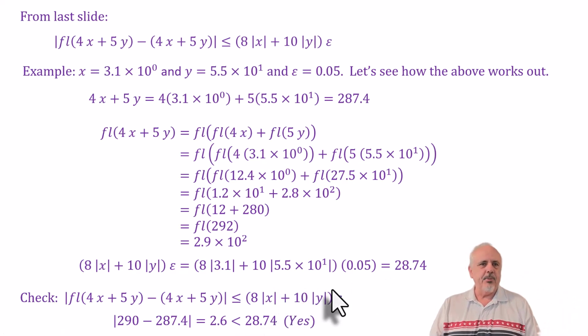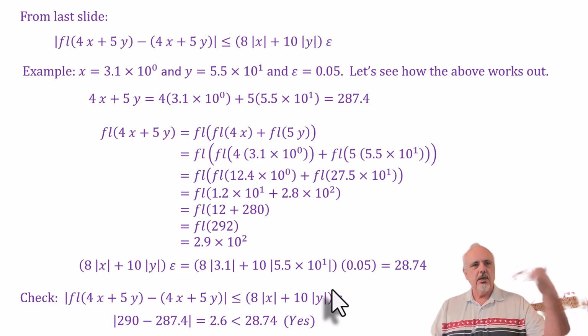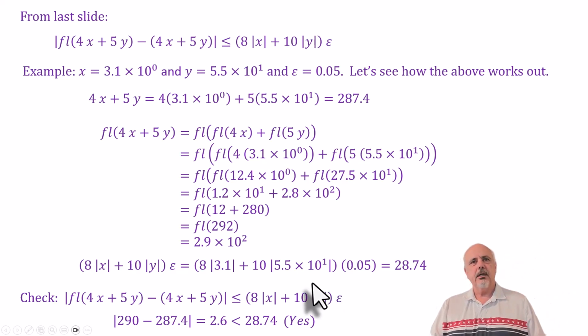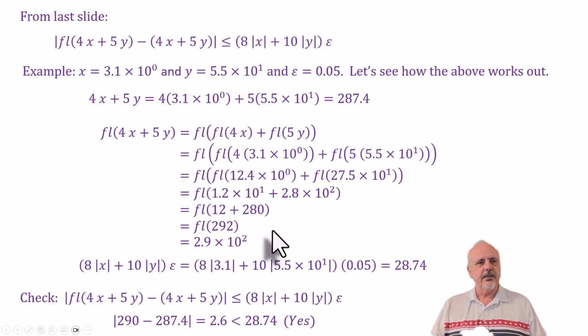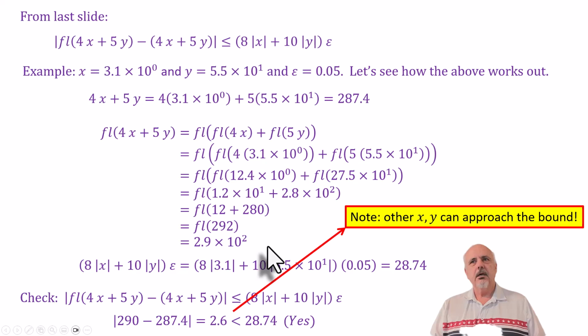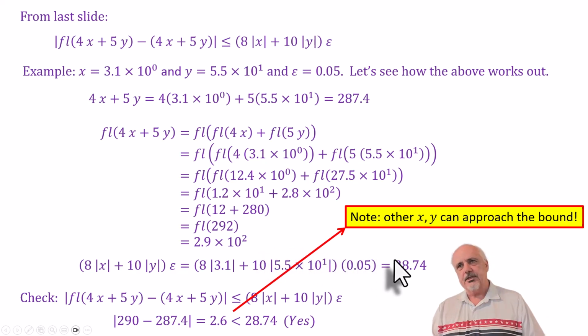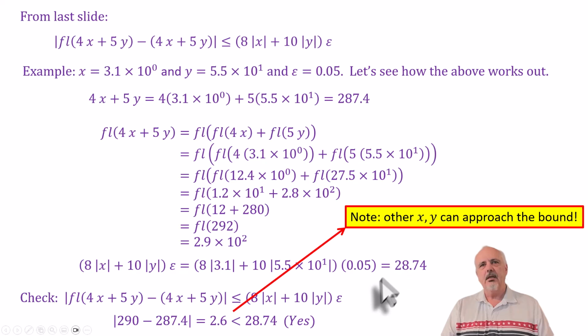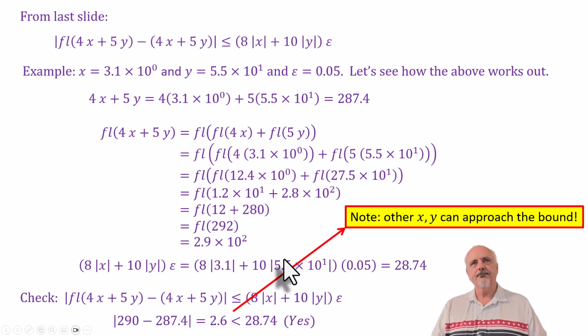So that's an example where you see what happens as you do the individual floating point operations and how you carry those forward, and you successively lose accuracy. Not that much in this example, but it can be. And obviously, if you try some other examples of x and y, you can approach the bound.